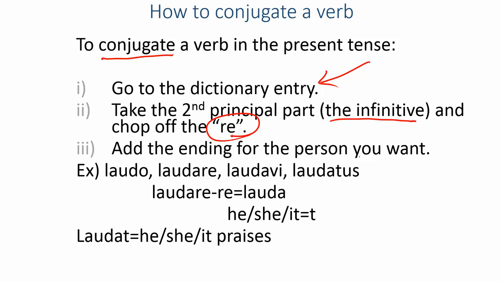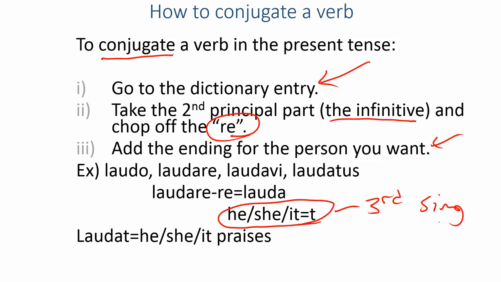Then, depending on who you want to be the subject and how many, that's the ending that you put on there. We've been using a T ending because it means he, she, or it, which is third person singular. And that's all we know. But we're about to get the other people.